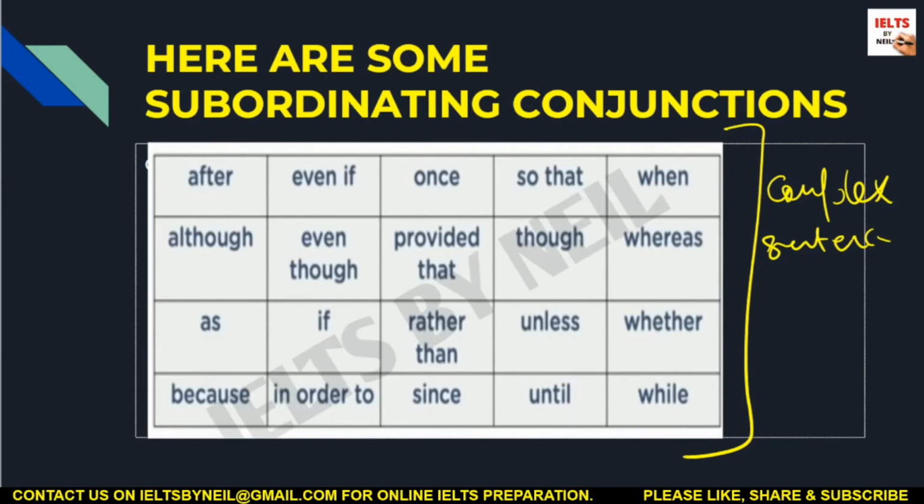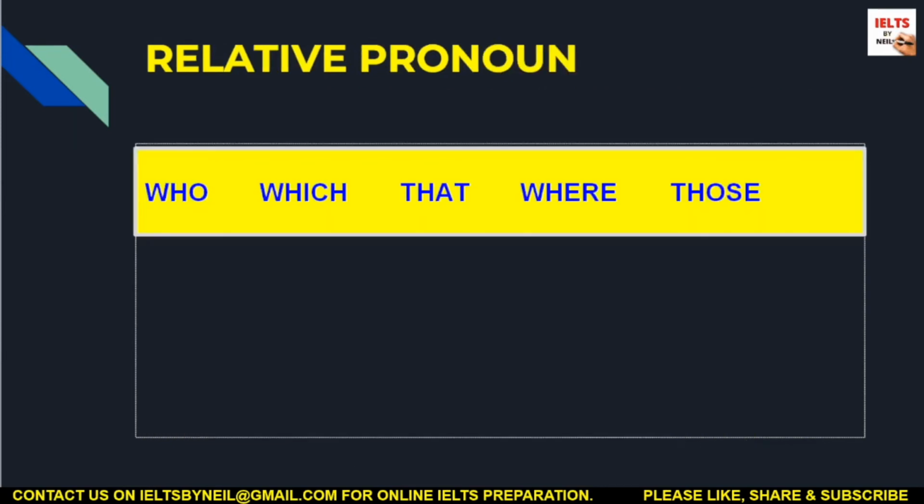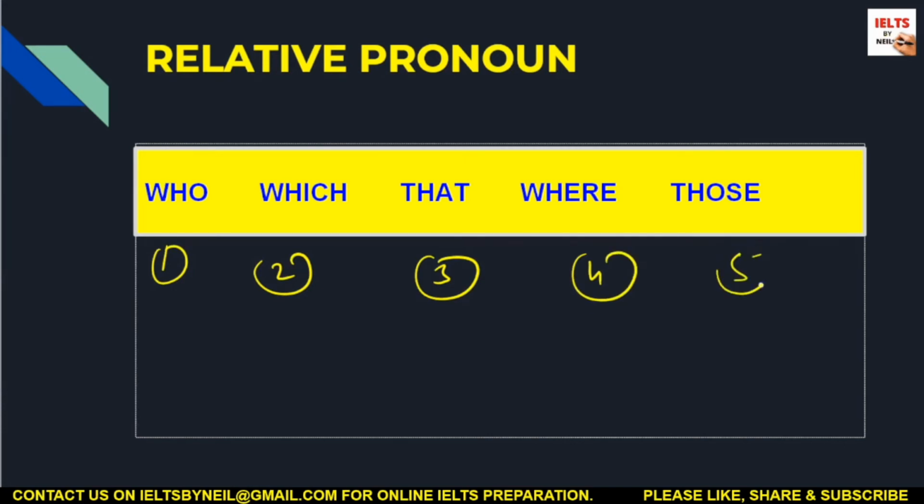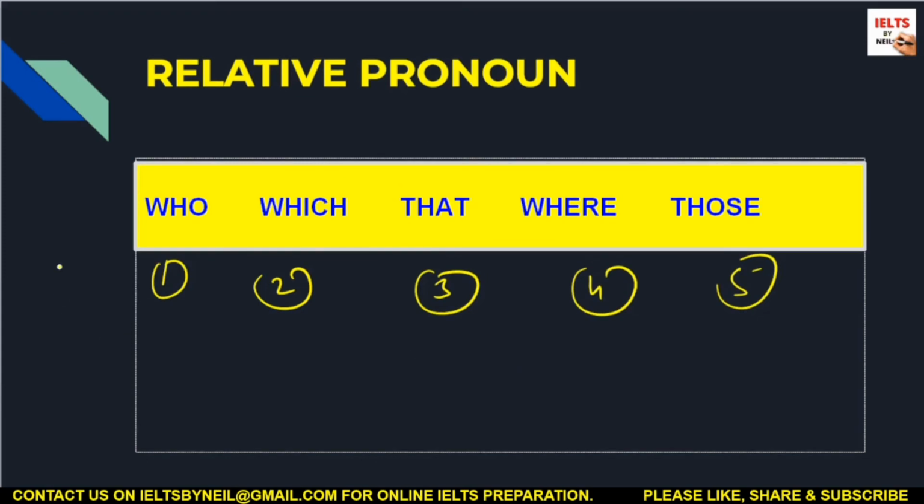Okay, now let's have a look at how many relative pronouns we have. So here are some relative pronouns that are given: who, which, that, where, those. So these are some relative pronouns. Okay, today I'm not going to cover the relative pronouns. I would be covering the subordinating conjunctions today.